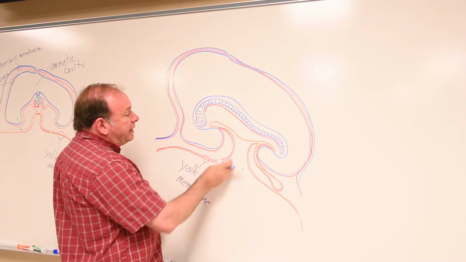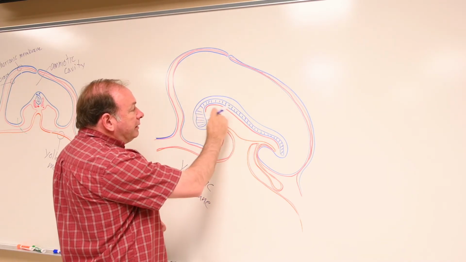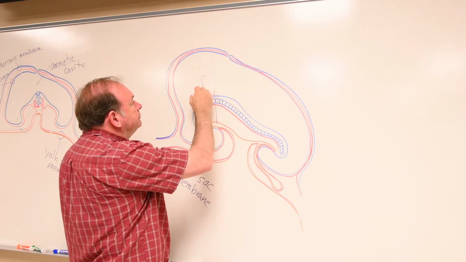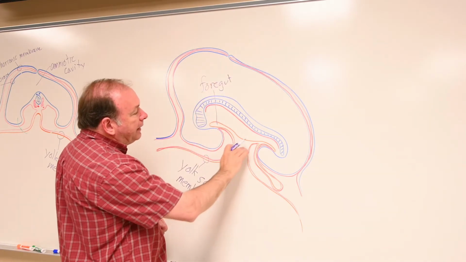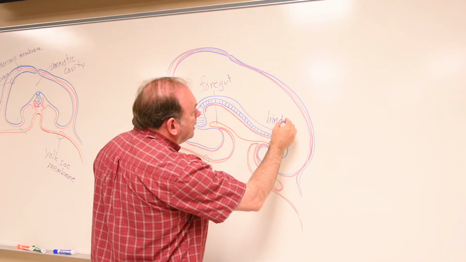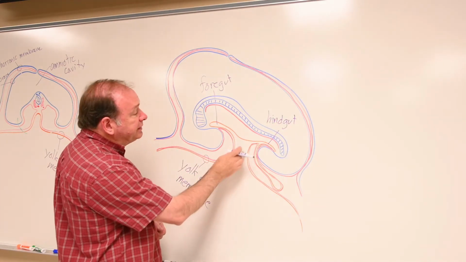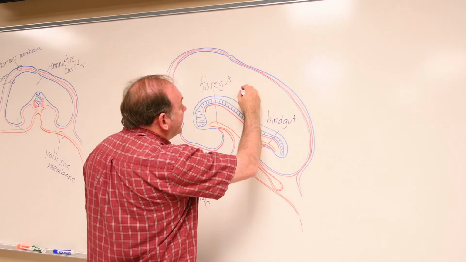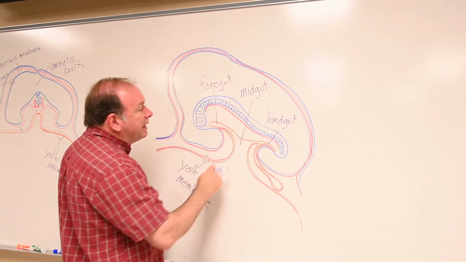This portion of the gut that comes into the embryo and comes up with the development of the head right here, this is called foregut. Foregut, and this part back here is called hindgut. The part in the middle, still where we have this connection to the yolk across here, that's referred to as midgut. So we have foregut, midgut, and hindgut.